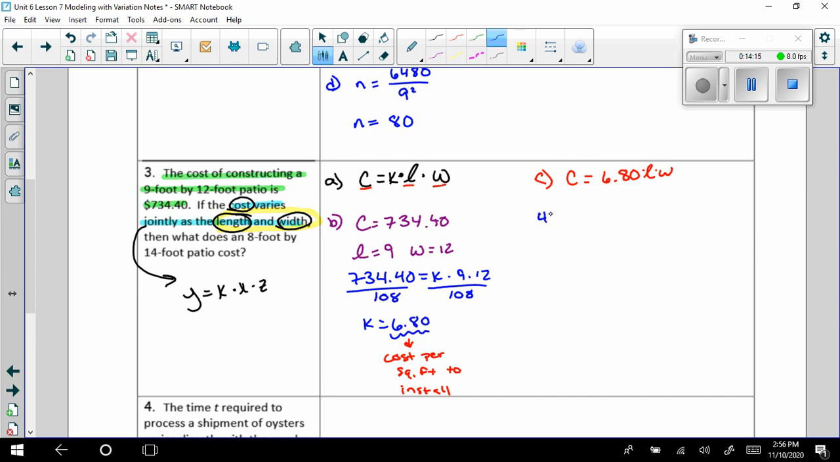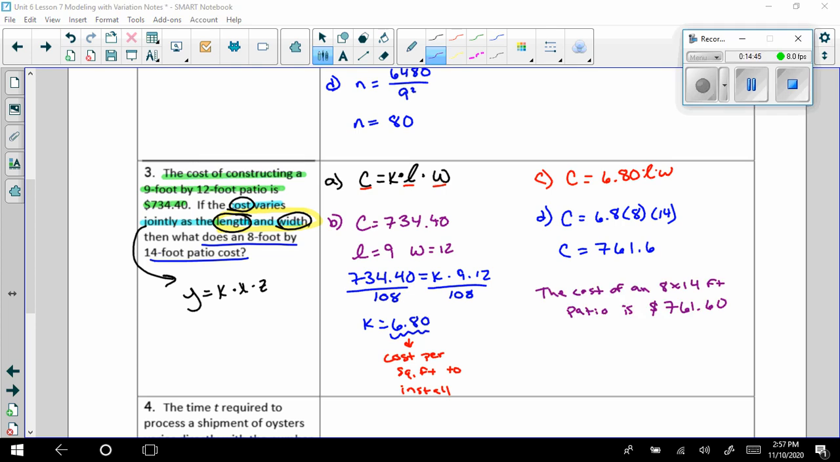All right. I want to know in part D, what does an 8-foot by 14-foot patio cost? And so I'm just going to plug those in. C equals 6.8 times 8 times 14, and type that in my calculator. I get 761.6. So the cost of an 8 by 14-foot patio is $761.60.